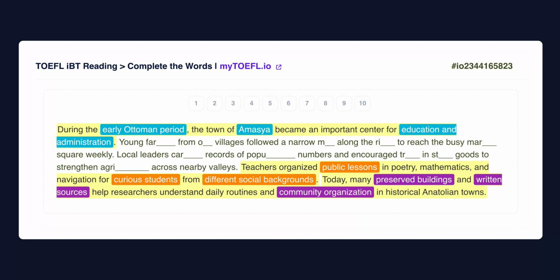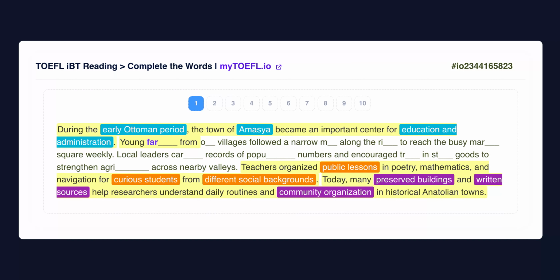Let's return to the first missing word in our second sentence. Remember to use the context of people moving from one place to another to find the right fit. Young, far, from. The word begins with the letters F, A, and R, and there are 4 blanks remaining to complete it.